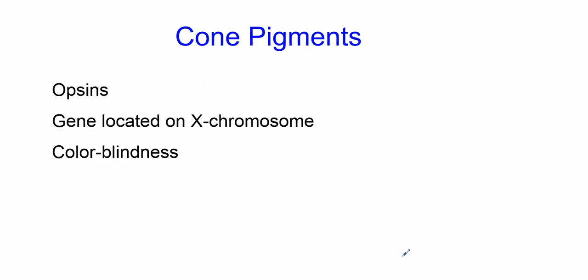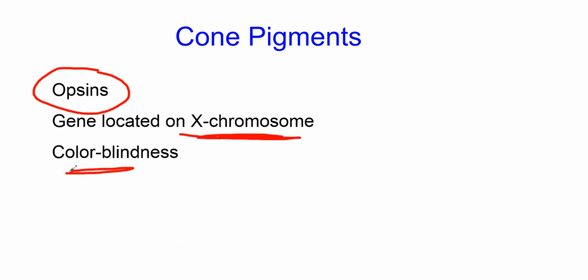Now, what's going on in the cone pigments there? I said that there were pigments that absorb red, those that absorb blue, and those that absorb green. These pigments are called opsins. Okay? The gene for it is located on the X chromosome, right? So you could have an allele for red, an allele for green, an allele for blue. And depending if you're deficient in them, that would cause color blindness, which is typically red-green color blindness.